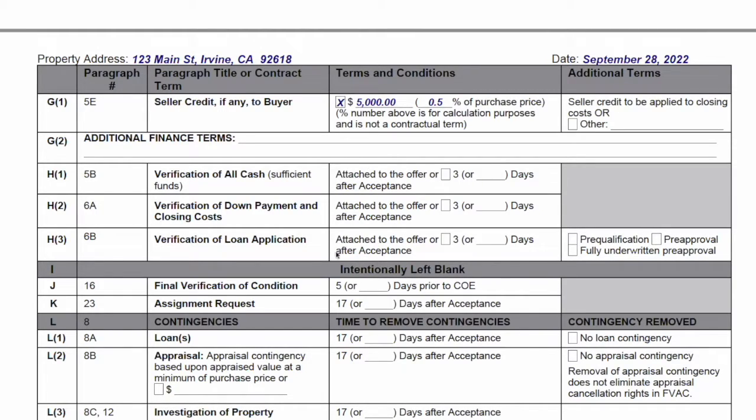That's implied here by saying attached. If not, you can check this box and say, hey, within 3 days of acceptance, we'll get that to you. But really, it should go with the original submission of the offer. This is just if you're pressed for time or the new letter hasn't come yet and you have to get that offer sent off.